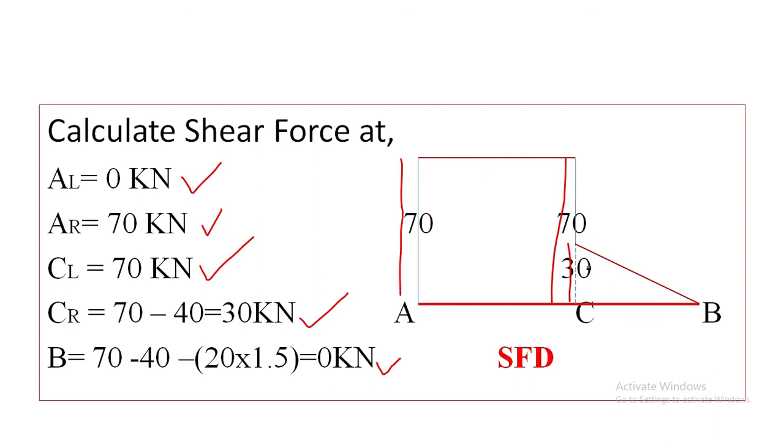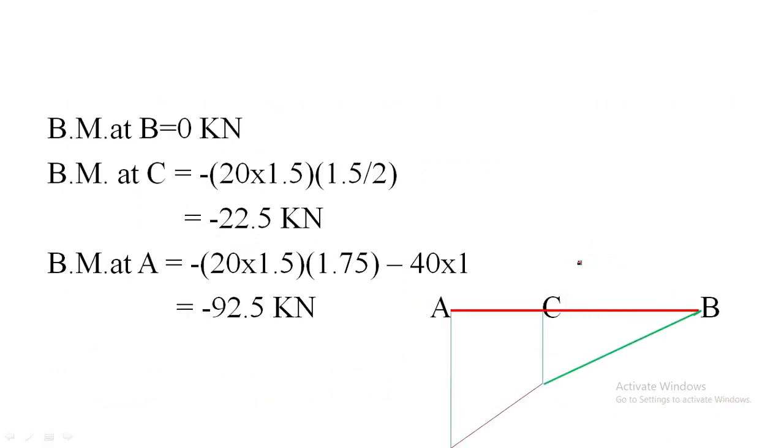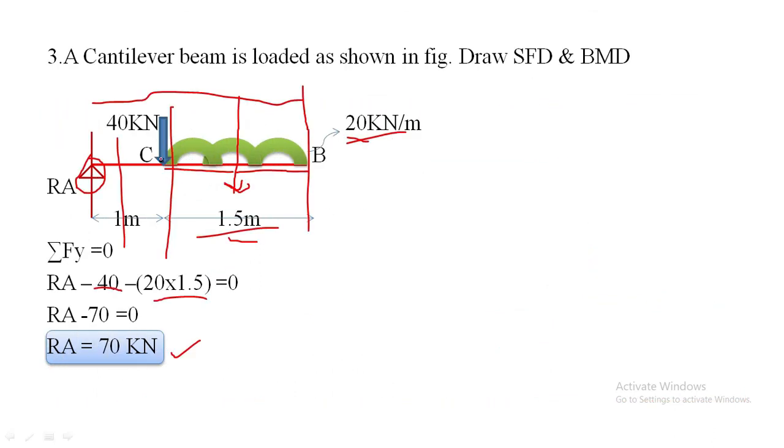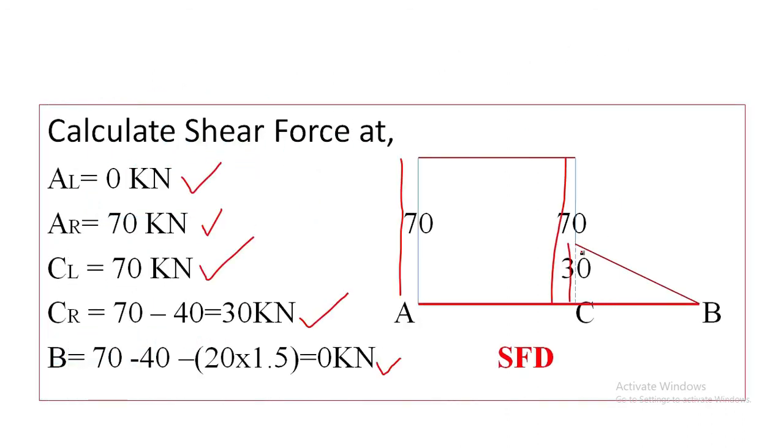Okay, in between C and B, there is a UDL present, so it should be joined with an inclined line. This is the inclined line. This is about the shear force diagram.